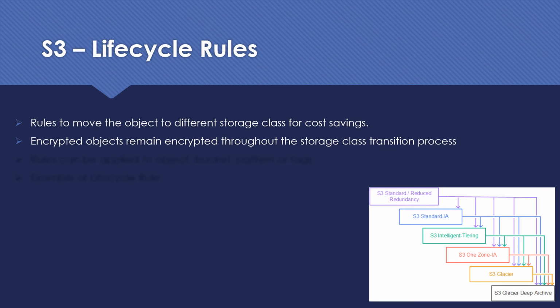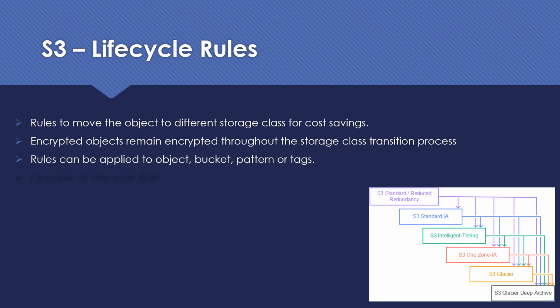Rules to move the object to different storage class for cost saving. Encrypted objects remain encrypted throughout the storage class transition process. So if an object is encrypted and then moved to the second storage class, the object will still remain encrypted. Rules can be applied to objects, bucket, patterns, or tag.